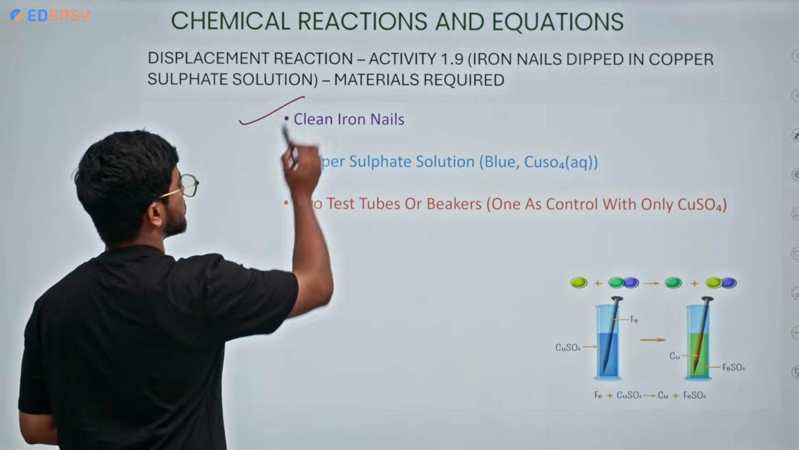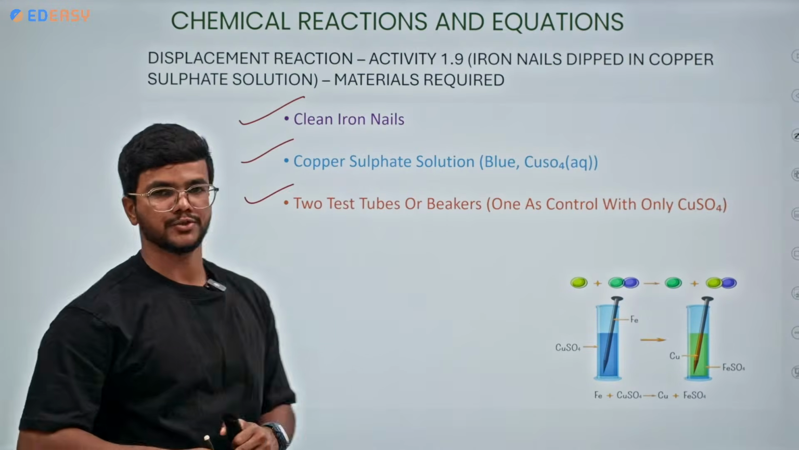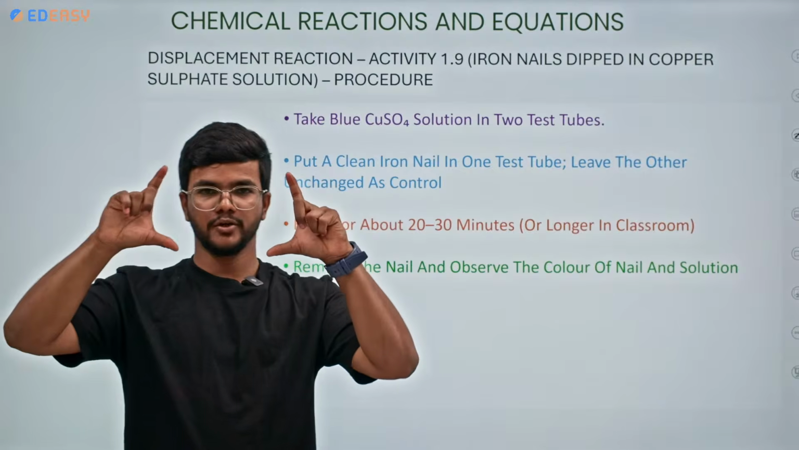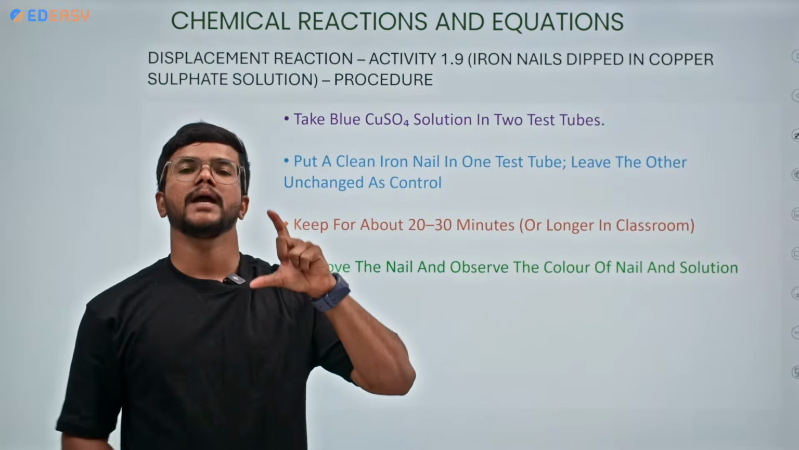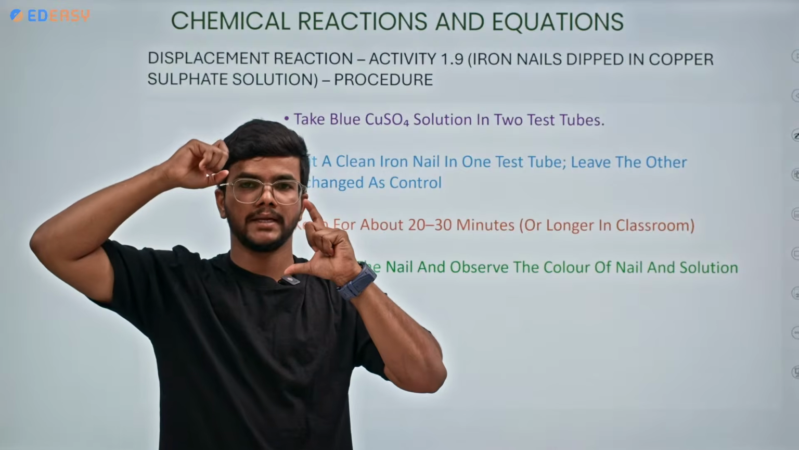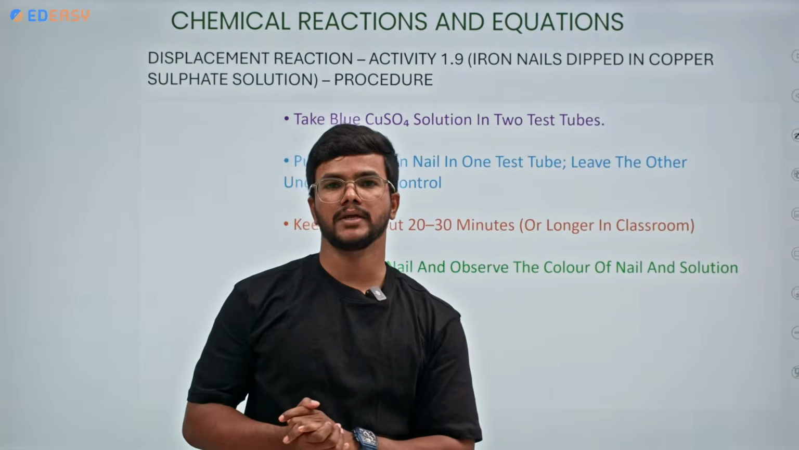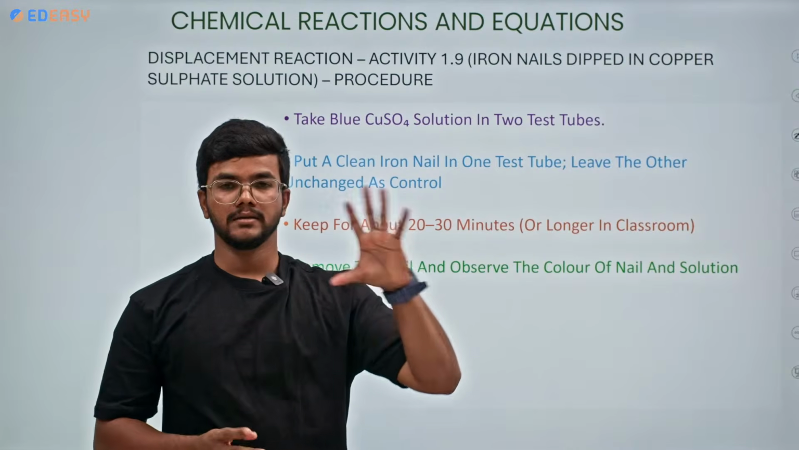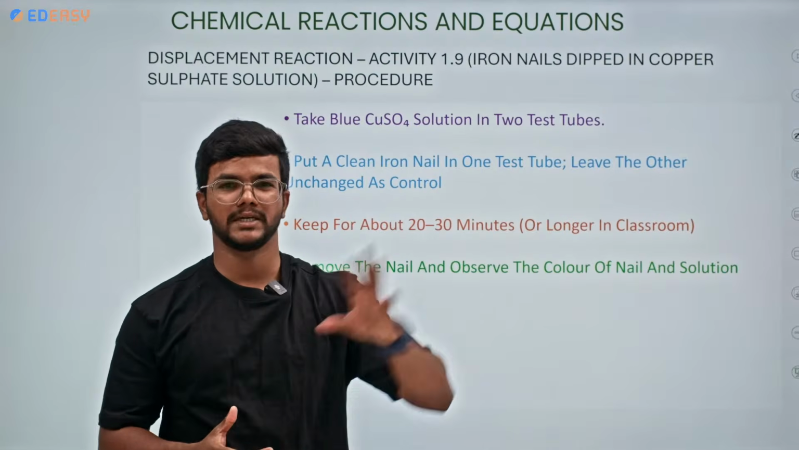The materials we need for this experiment are iron nails, copper sulfate, and two test tubes. So the procedure, okay, take two test tubes. In one test tube, just take the copper sulfate solution and keep it aside. Okay, and in the other test tube, take copper sulfate solution and dip an iron nail in it, and keep it aside for 20 to 30 minutes. Unless and until you find any color change, you have to keep it for 20 to 30 minutes. Okay, 20 to 30 minutes is enough.